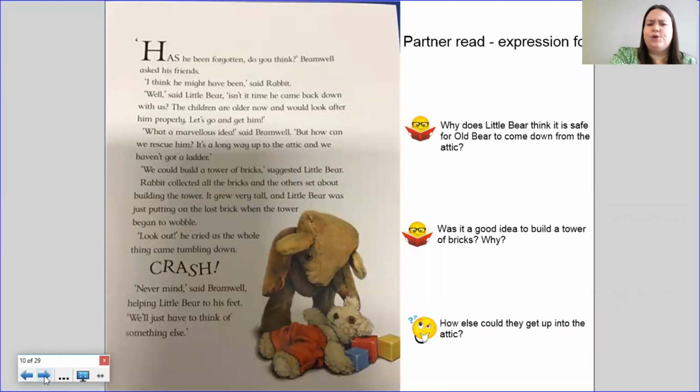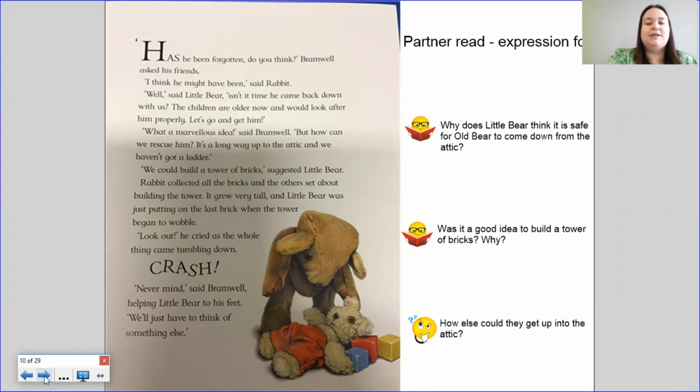Has he forgotten, do you think? Bramwell asked his friends. I think he might have been, said Rabbit. Well, said Little Bear, isn't it time he came back down with us? The children are older now, and would look after him properly. Let's go and get him.